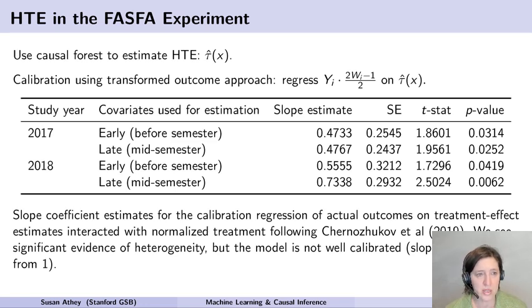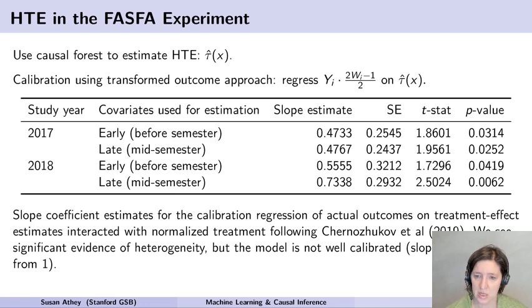One of the first things we do is estimate a causal forest to estimate heterogeneous treatment effects and get these estimates tau hat. And then again, we look at calibration using the transformed outcome approach. We put on the left side the transformed outcome and we regress that on tau hat of x. And what we see is that the slope estimates are significantly different than 0. So when we run regressions, you're going to test the hypothesis about whether the coefficient is 0. And these p-values are all less than 0.05. So they're all statistically significantly different from 0, but they're pretty noisy.